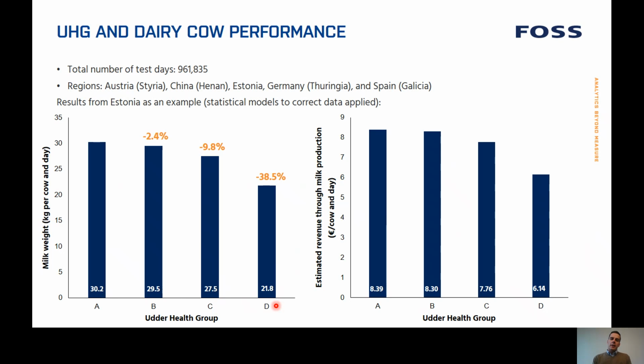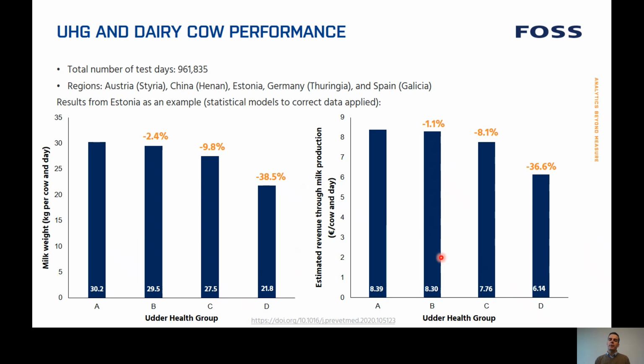We also calculated the estimated revenue through milk production based on local milk prices, and the unit here is euro per cow and day, and it follows pretty much the milk yield, where we have a 1.1% difference between cows in group A and B, and then almost 10% less in C, and more than 36% less in group D.